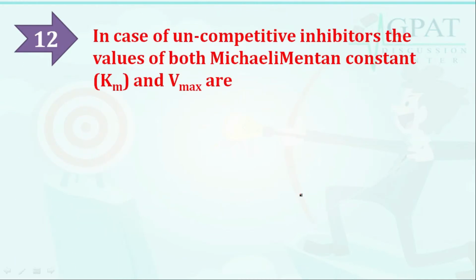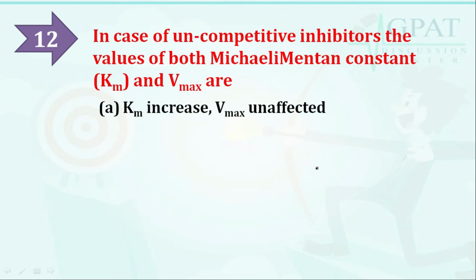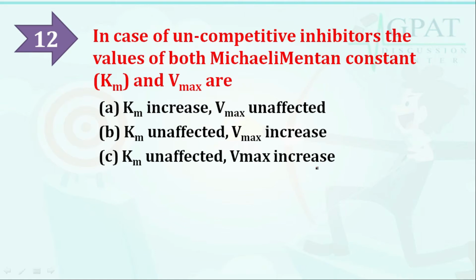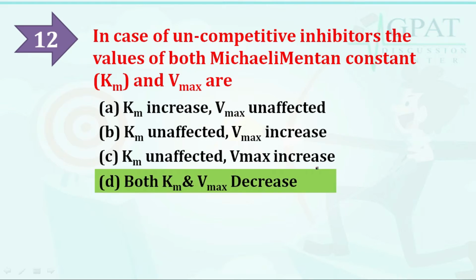So the next question is, in case of uncompetitive inhibitors, the values of both Michaelis-Menten constant, that is Km, and Vmax are, and here we have options. Option A, Km increases, Vmax unaffected. B option is Km unaffected, Vmax increases, and C option says Km unaffected, Vmax increases. D option is both Km and Vmax decrease. So the answer is both Km and Vmax decrease.